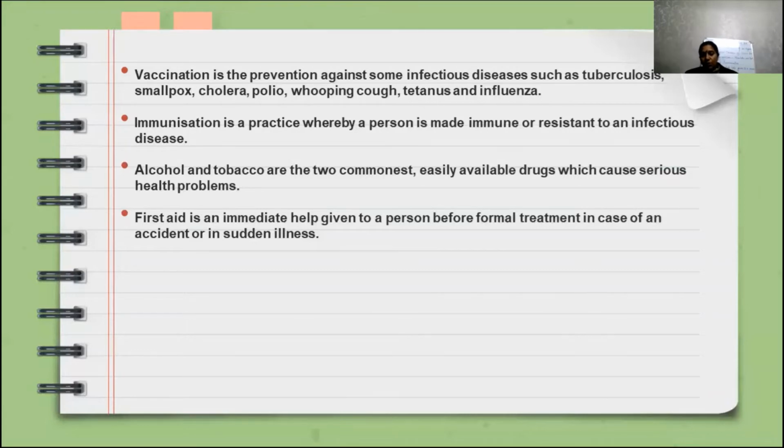That means we need to avoid uncovered food. Then we should always try to drink pure water. Fruits and vegetables must be washed before they are eaten. Then we should cover our nose and mouth whenever we sneeze or cough. So these are the preventive measures.